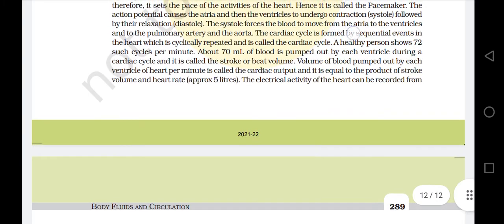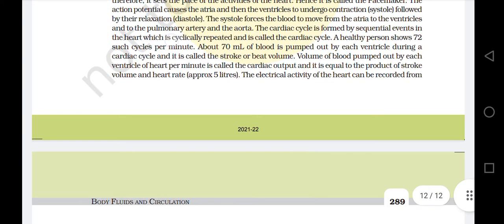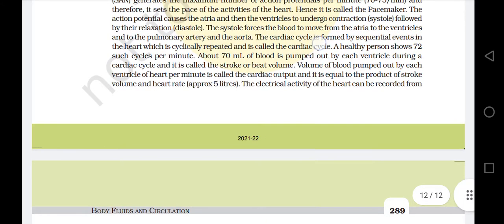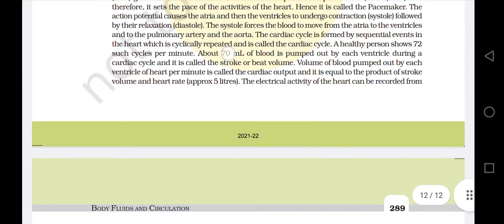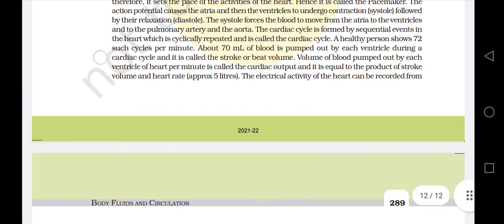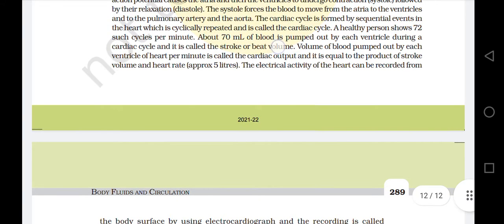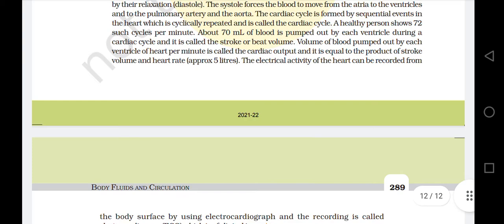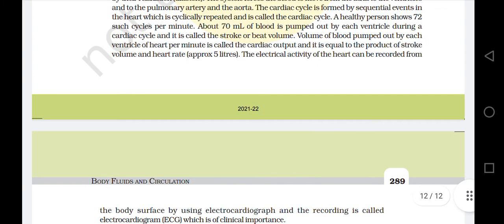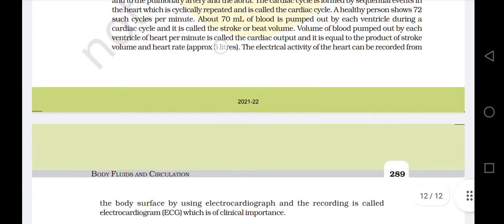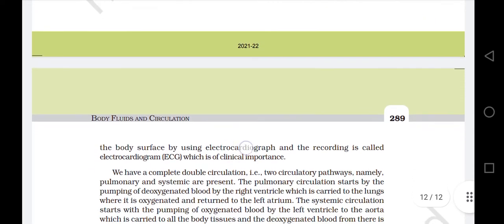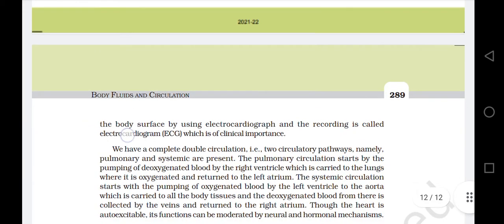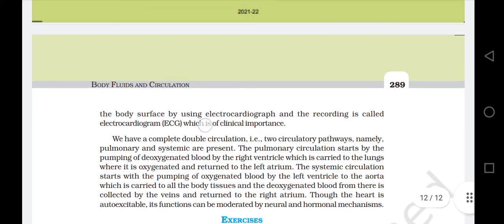The sequential events in the heart, which are cyclically repeated, are called the cardiac cycle. A healthy person shows 72 such cycles per minute. About 70 ml of blood is pumped out by each ventricle during a cardiac cycle, and is called the stroke or beat volume. The volume of blood pumped out by each ventricle of the heart per minute is called the cardiac output, and is equal to the product of stroke volume and heart rate, approximately 5 liters. The electrical activity of the heart can be recorded from the body surface by using an electrocardiograph, and the recording is called the electrocardiogram, ECG, which is of clinical importance.